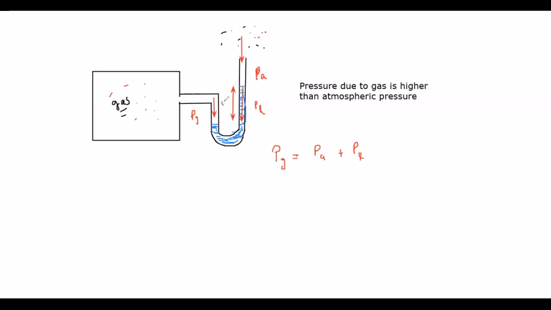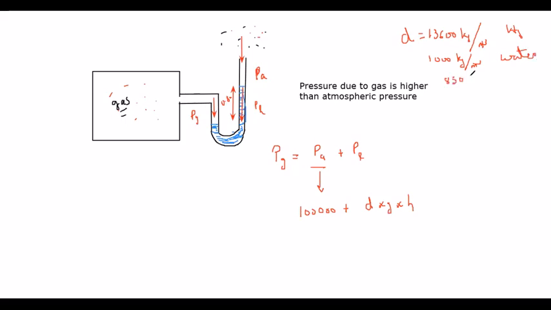Say this is 0.8 meter. The atmospheric pressure is known. The atmospheric pressure is 100,000 Pascal, plus the pressure due to the liquid, which is density of the liquid times gravity times height. The density depends on what liquid you are using. For example, if I use mercury, then the density is 13,600 kilogram per meter cube. If you are using water, then the density is 1000 kilogram per meter cube. And if you use alcohol, the density is about 850 kilogram per meter cube.